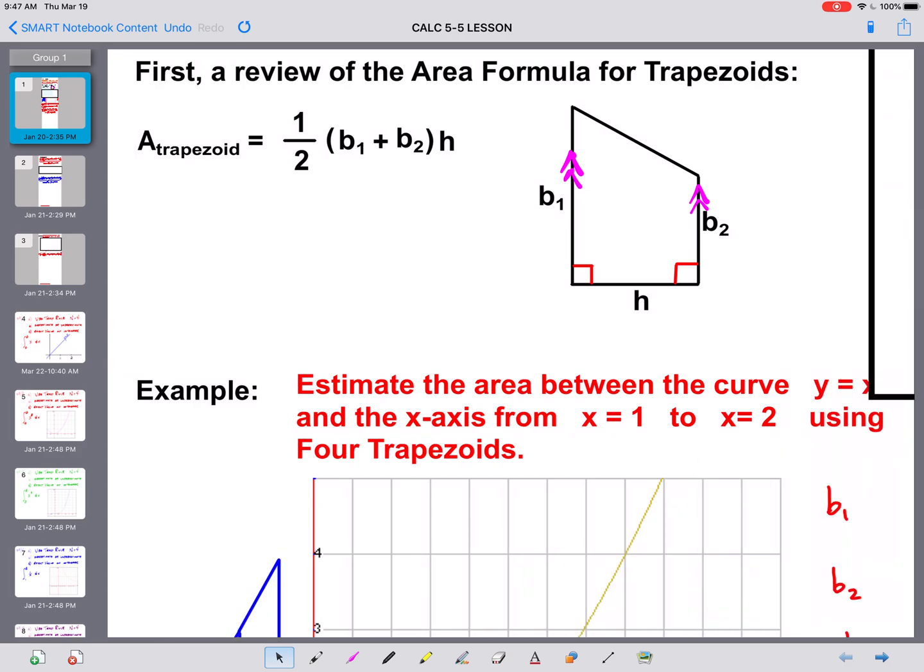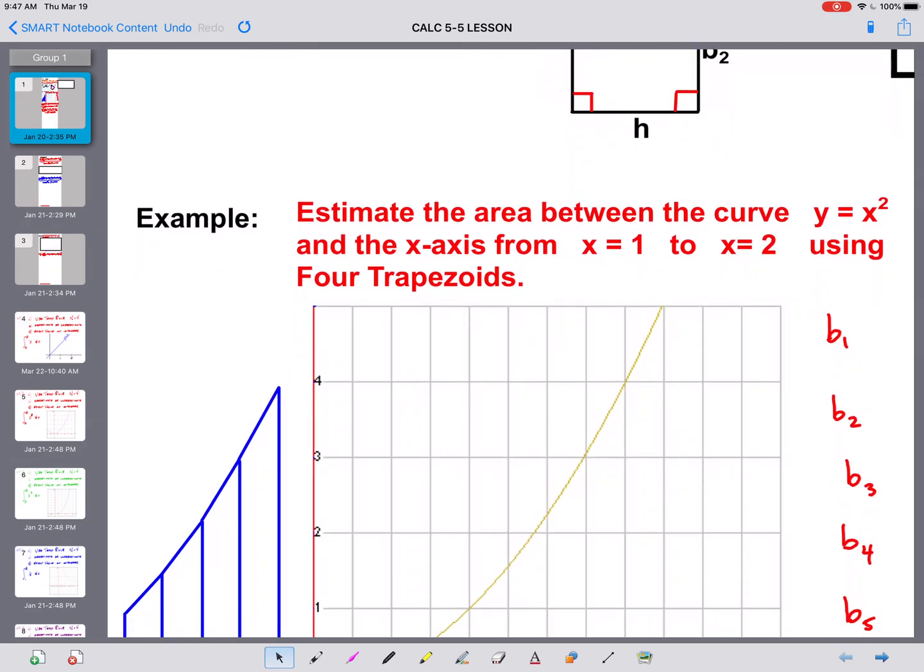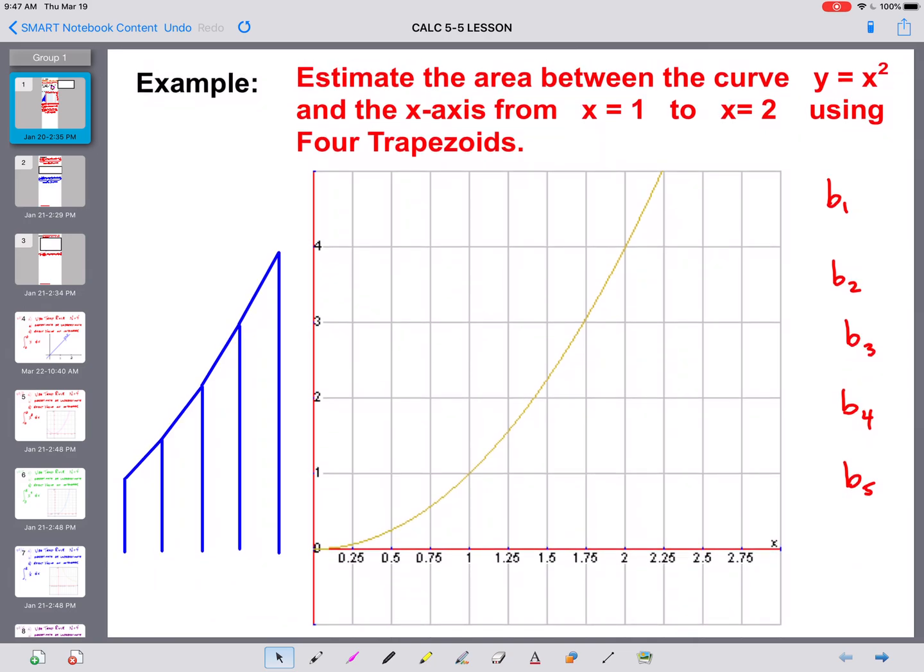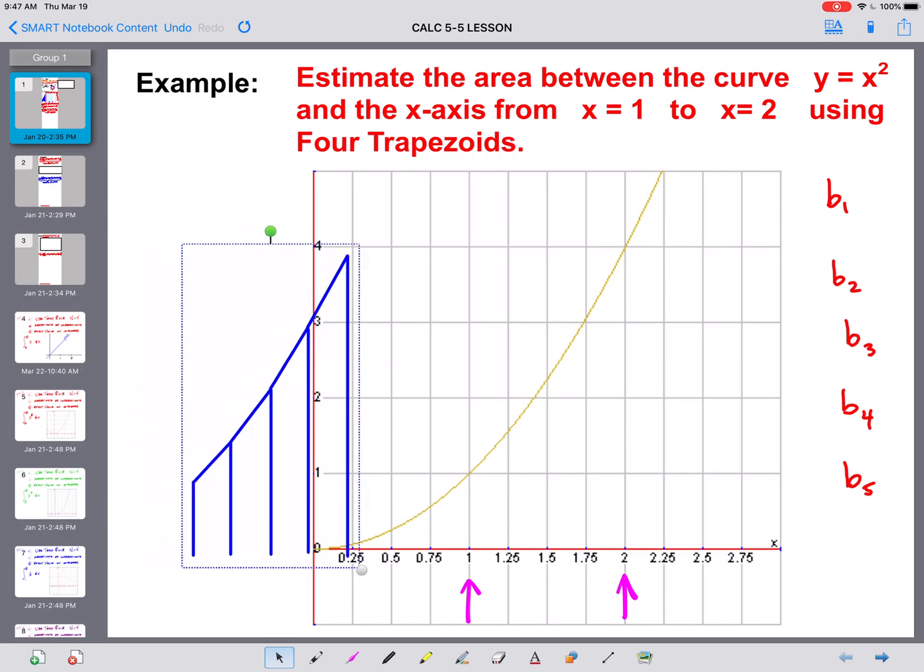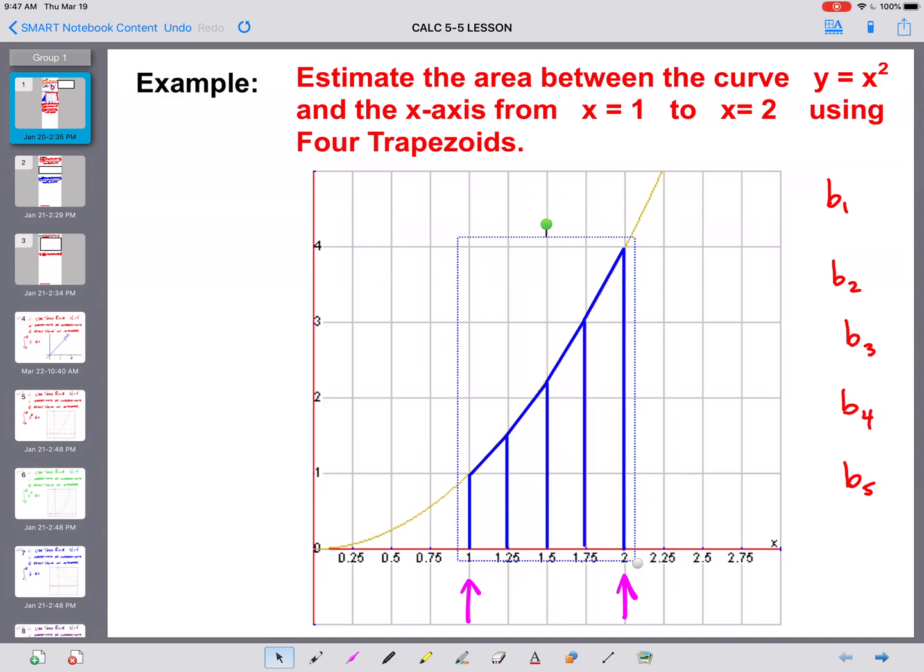Here's our example. The curve is y equals x squared, and we're looking from x equals 1 to x equals 2. I want to estimate that area under the curve, between the curve and the x-axis, from x equals 1 to x equals 2. What I'm going to do is break it into 4 trapezoids, and there it is.